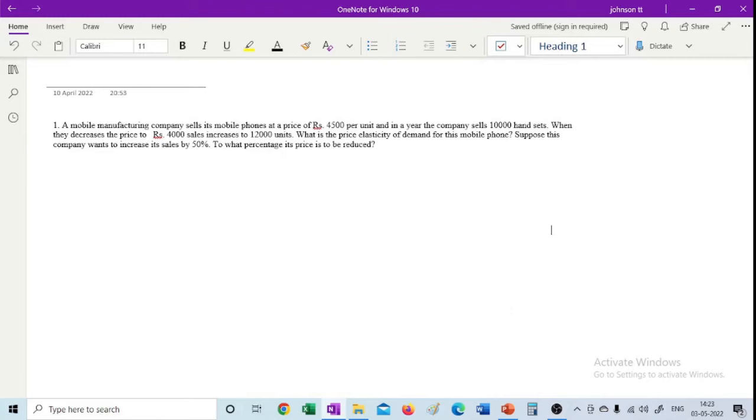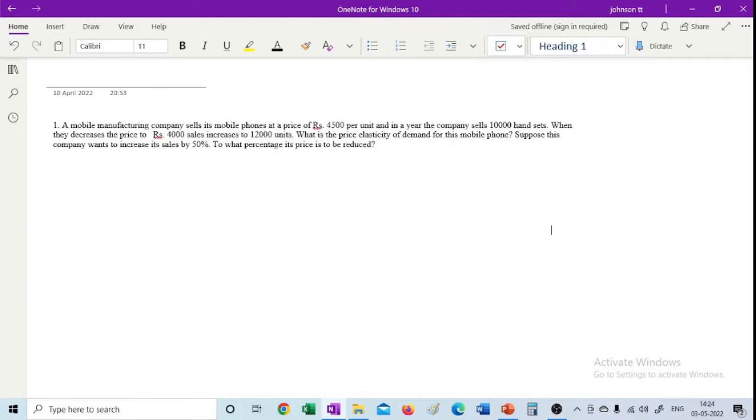The first problem: a mobile manufacturing company sells its mobile phones at a price of rupees 4,500 per unit, and in a year the company sells 10,000 handsets. When they decrease the price to rupees 4,000, sales increases to 12,000 units. What is the price elasticity of demand for this mobile phone? That is the first part. So this is a direct question. Initial price and initial quantity is there, final price and changed quantity is there.